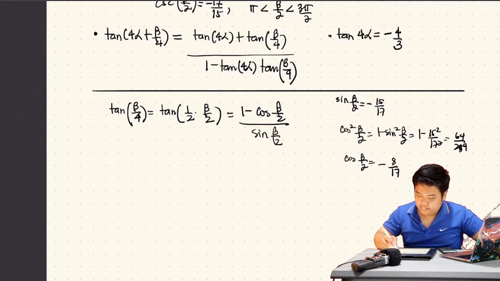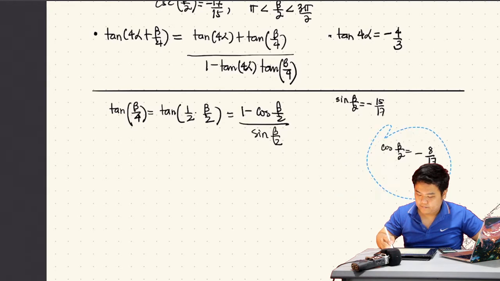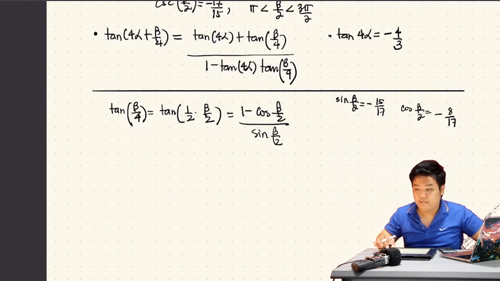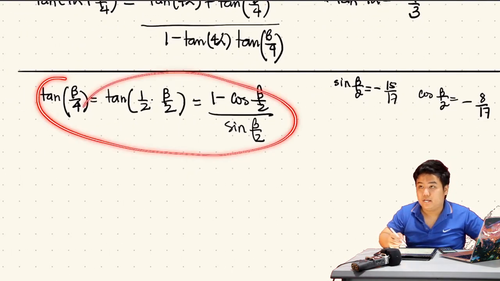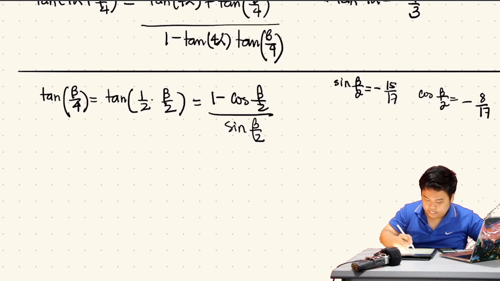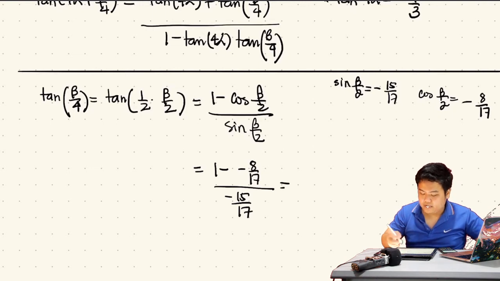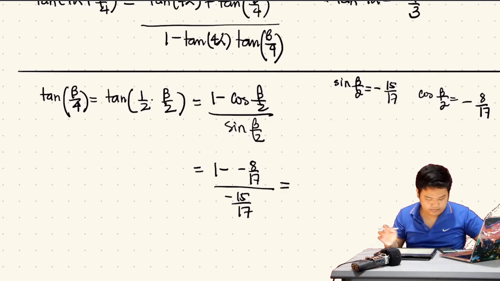So, meron na tayong sine beta over 2 tsaka cosine beta over 2. So, yan na yung ipa-plug in natin dito. Okay. So, 1 minus cosine beta over 2, negative 8 over 17. Ang sine, negative 15 over 17. Dito, hindi mo na kailangan mag-decide kung positive or negative. Ibibigay na niya agad sa iyo sagot.